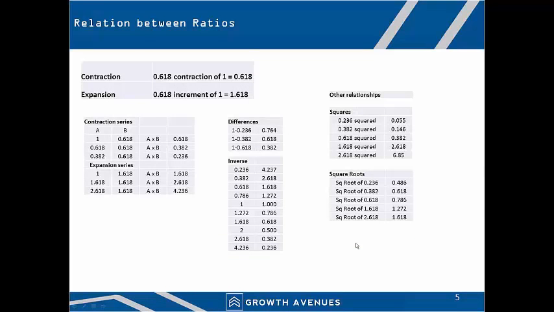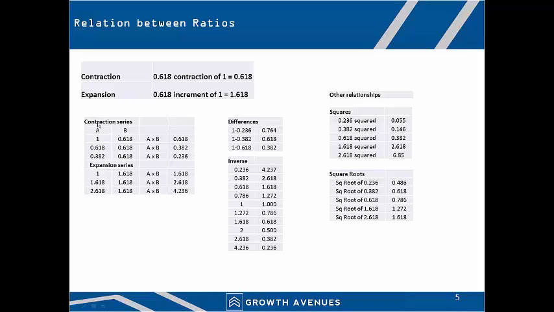we'll go and study these ratios a little more. Now contraction. Now you saw contraction as 0.618, contraction of 1 will give you 0.618. If you expand 1 by 0.618, then you will get 1.618, right? So 0.618 is the key. That's going to be the key, right? So now let's see what is the contraction series.